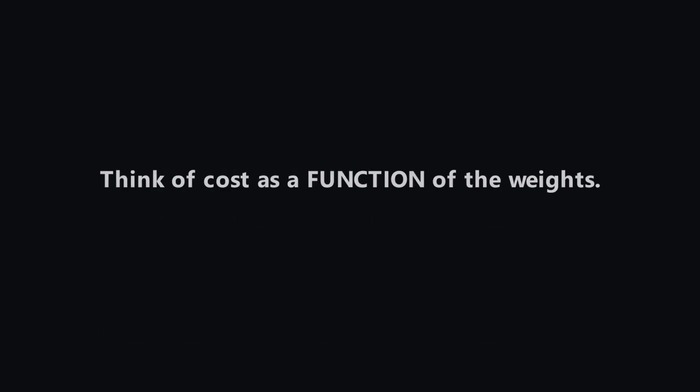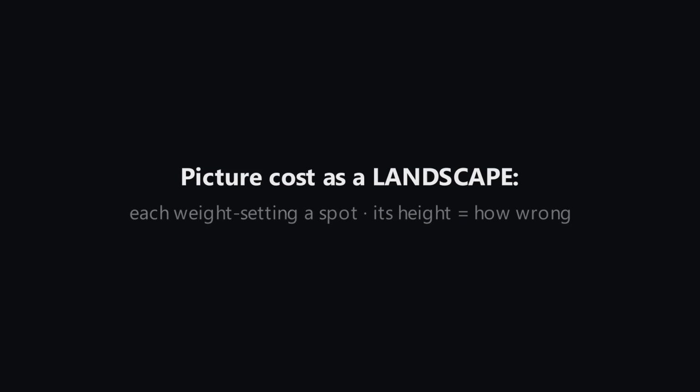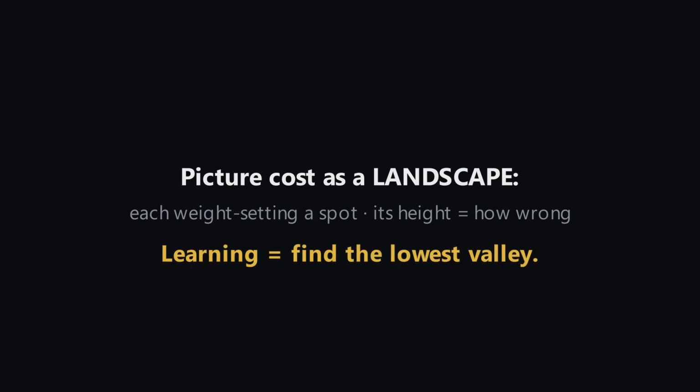Here's the mental leap. Think of the cost as a function of the weights. Nudge a weight and the cost shifts. We want the weights that sit at the very bottom. So picture the cost as a landscape. Every possible setting of the weights is a spot on the ground, and its height is how wrong the network is there. Learning becomes one thing: find the lowest valley.